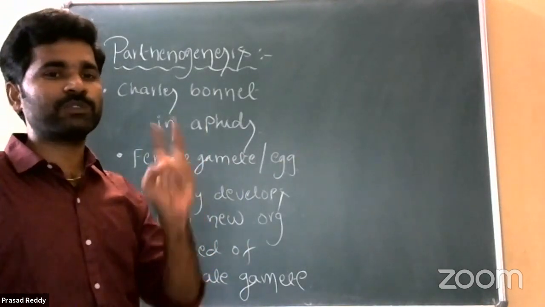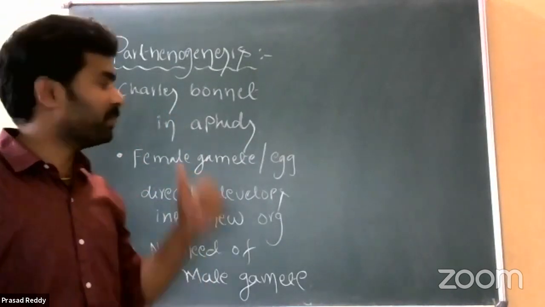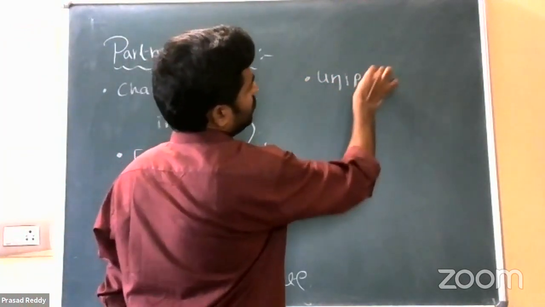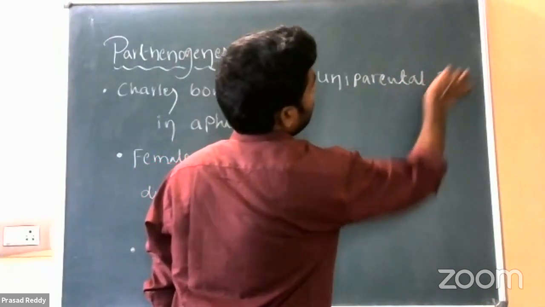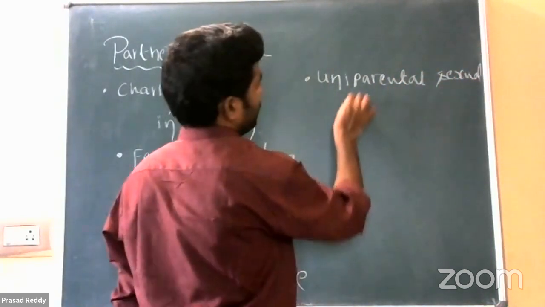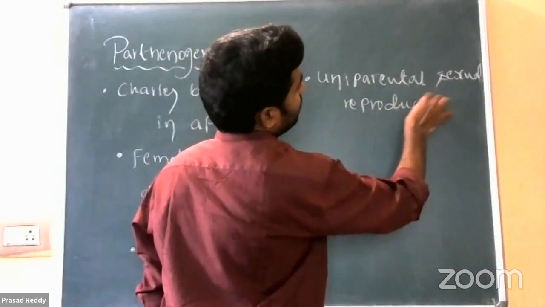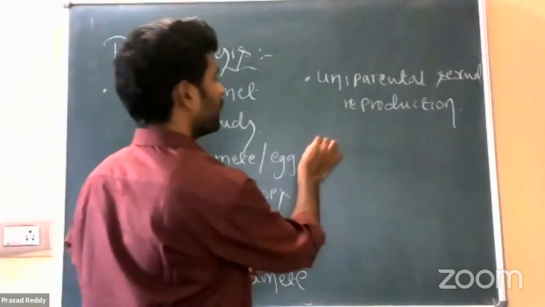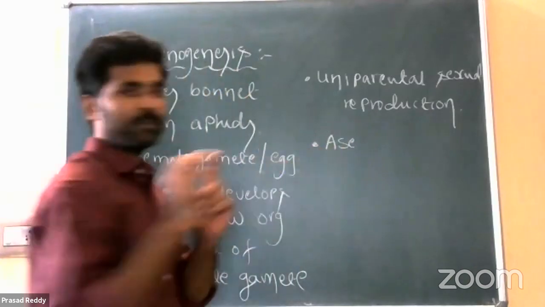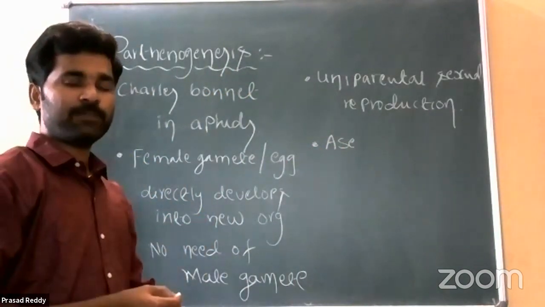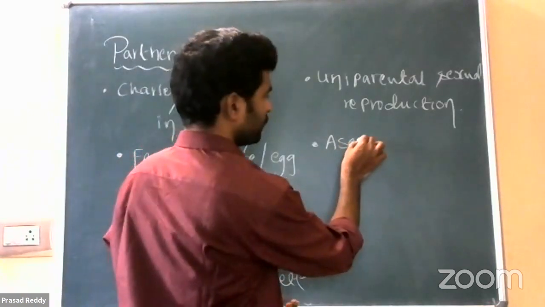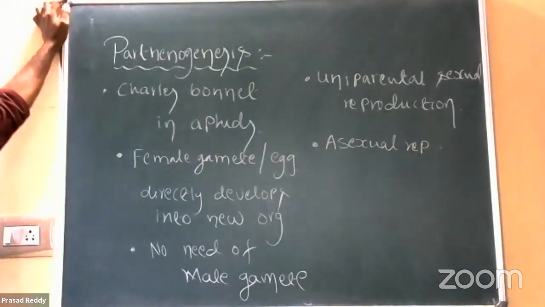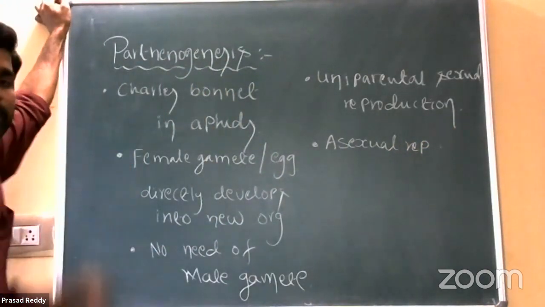It is also called uniparental sexual reproduction. Sexual reproduction requires two opposite parents, male parent and female parent, but here we consider it uniparental sexual reproduction. So now tell me, is it sexual or asexual reproduction? Completely asexual reproduction only. Why? Because only one parent is involved, and the same type of genetic material passes from one generation to another. But we call it uniparental sexual reproduction because it mimics sexual reproduction.